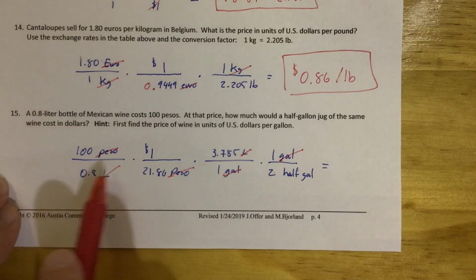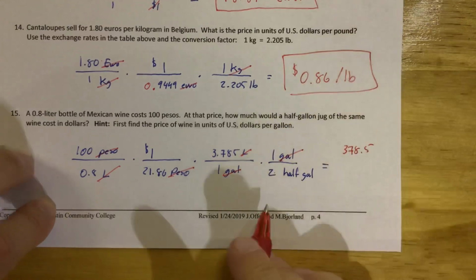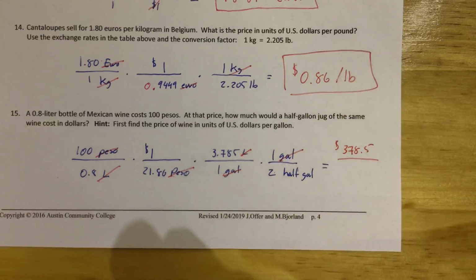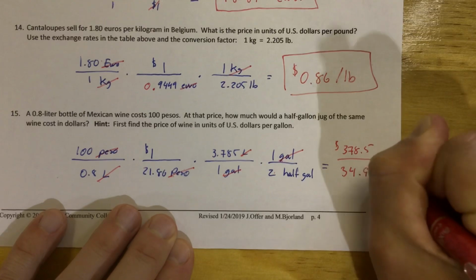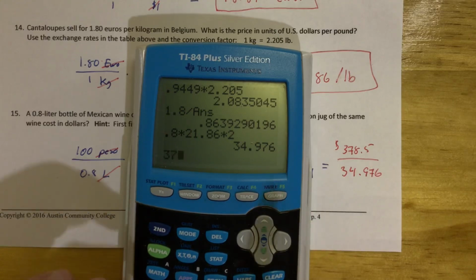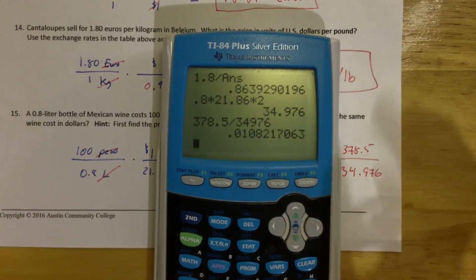All right, let's see. Across the top here, multiplying 100 by that number is super easy. You're going to get 378.5. That would be dollars, right? That's our units on top. All right, on the bottom, this will take a little bit more math. I got 0.8 multiplied by 21.86 multiplied by that 2 I have at the end, and I get 34.976. Okay, so now I'll divide those two numbers. And we get that.